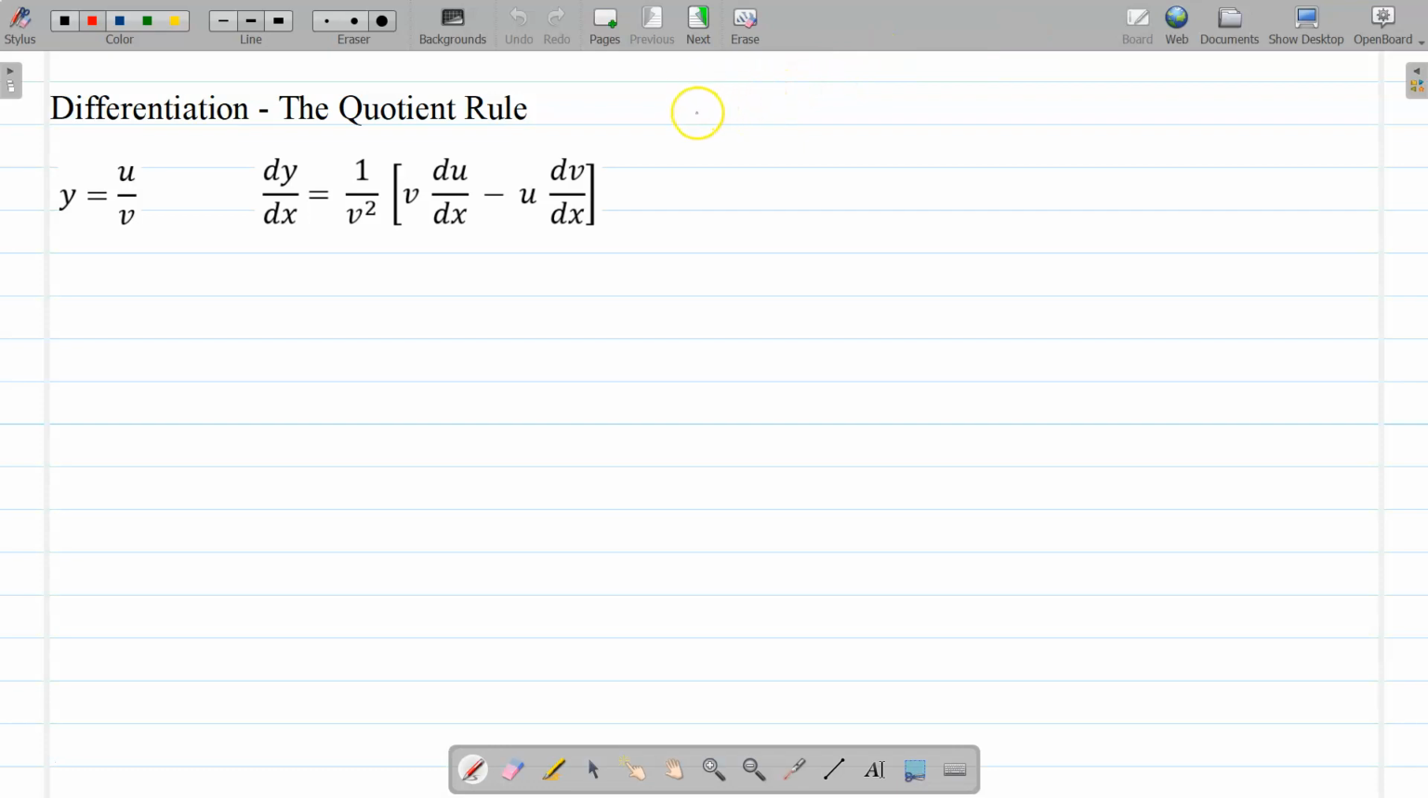So I'm just going to say let y equal u times the function, so that's the function u multiplied by the function v to the power of negative 1, in other words 1 over v. Now if we treat it like a product, then we know that dy by dx would be equal to v du by dx plus u dv by dx.